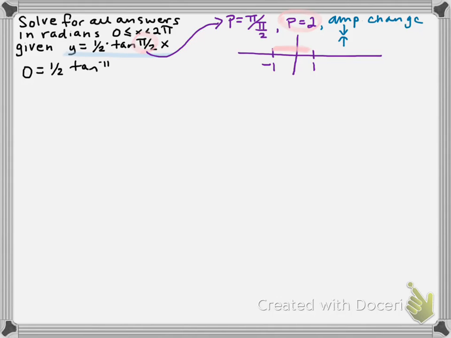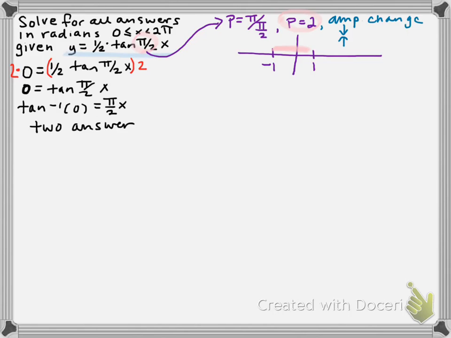So let's go ahead and start solving. We're going to set the equation equal to 0. We'll multiply both sides by 2. And that's going to simplify out. Now we're going to take the inverse tangent. Now be real careful here. When we take the inverse tangent of 0, like so many of the other trig functions, we're going to expect that there be 2 answers.